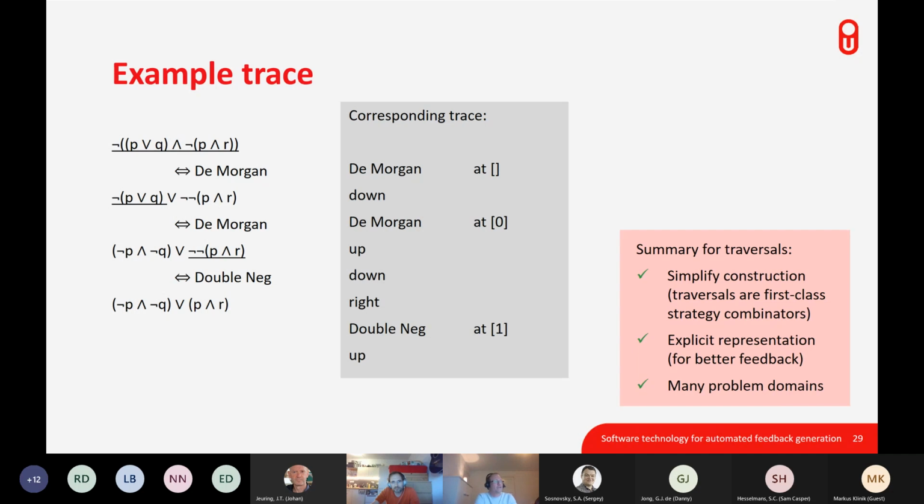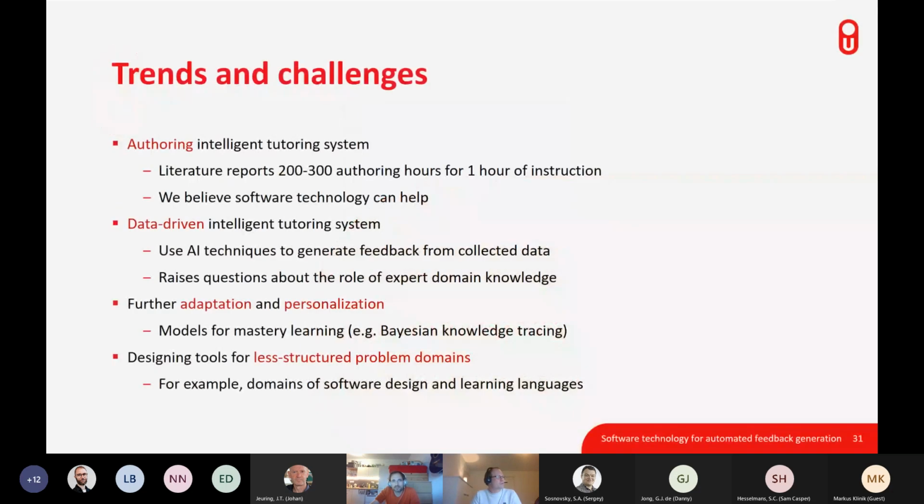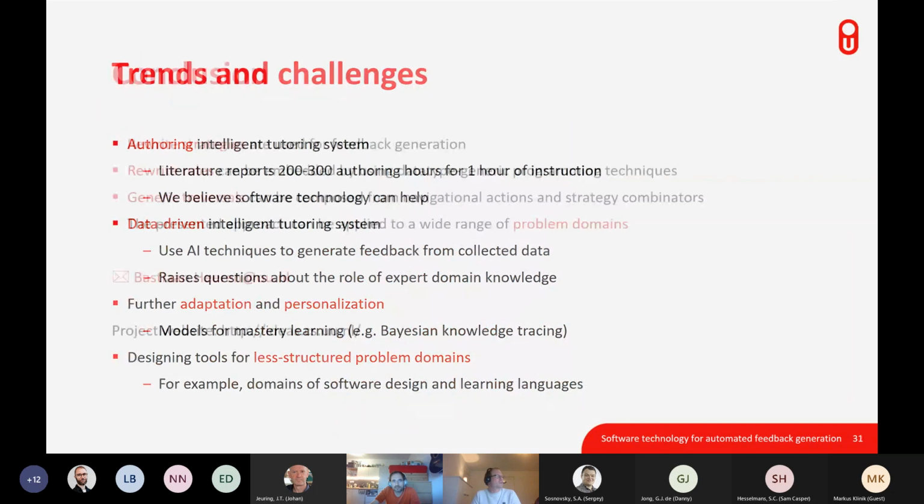So just a quick summary again for these generic traversals. They are first class strategy combinators, so they are very simple to use, and you can just use them together with other strategy combinators. Also nest these traversal combinators, no problem. They are again explicitly represented in our strategy language, which allows for all kinds of interesting opportunities for feedback generation, and they are domain independent. So I can use these combinators for all the problem domains in my introduction, whether this is programming, logic, or mathematics. So just to conclude, I think I'm going to skip over the trends and the challenges.